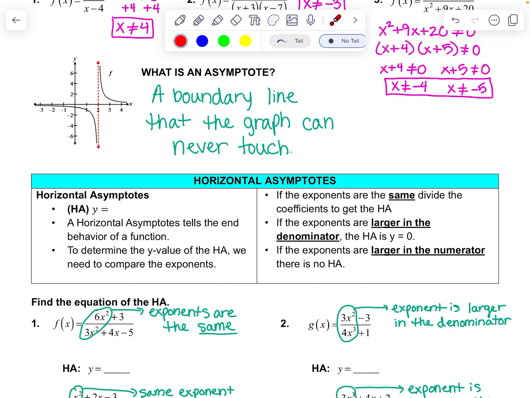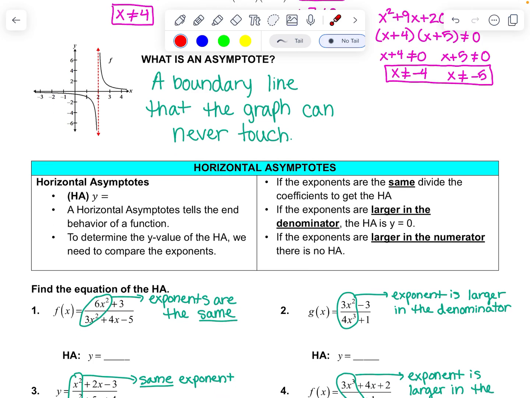So if I look at some of our rules for horizontal asymptotes, because it is a horizontal line, it's going to be the equation y equals, because it's only going to cross our y-axis. Okay, think about when we would graph a horizontal line, it's only crossing that y-axis. So it's y equals that number. Okay, so that's why it's y equals.